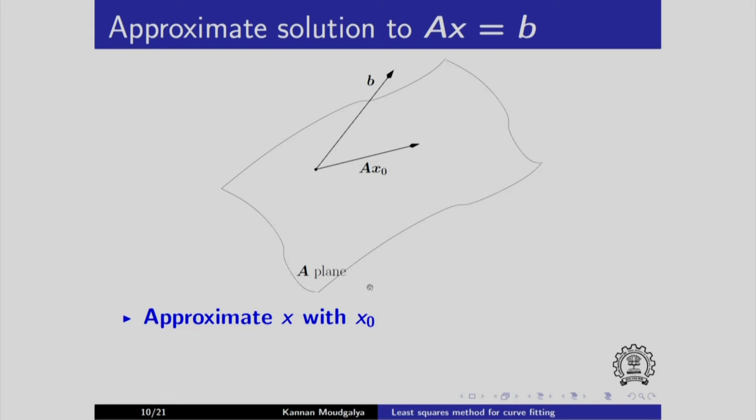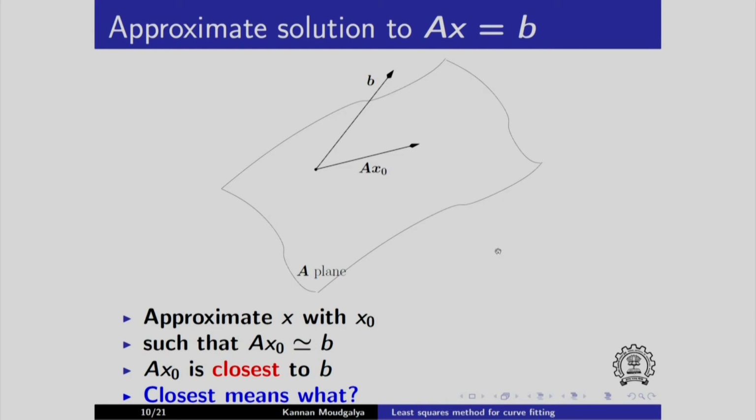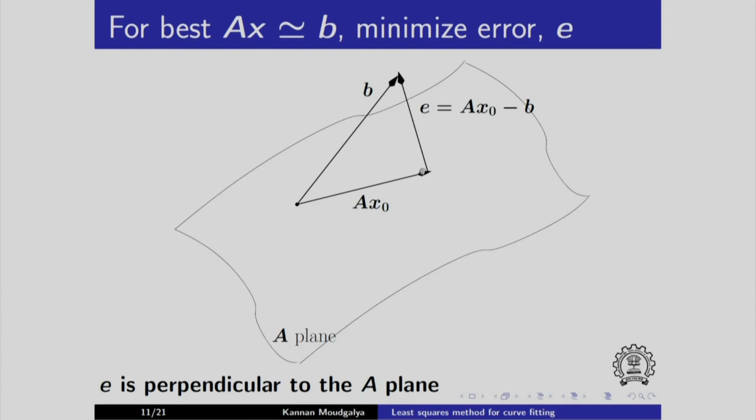Approximate x with x0 lying on this plane. Remember, we want to say Ax equals b, but b is lying outside. So we want to replace B with Ax naught. If B can be replaced by a vector of this type which is present in this plane, then we can solve the system. So this vector should be closest to this B. Closest means what? Closest means that it is nearest.